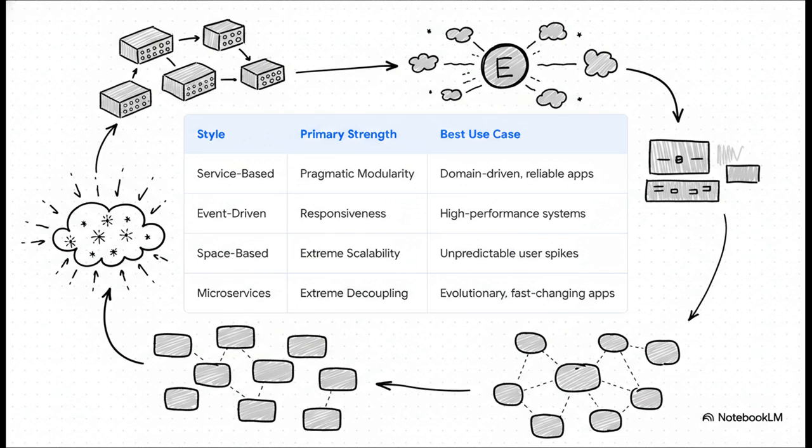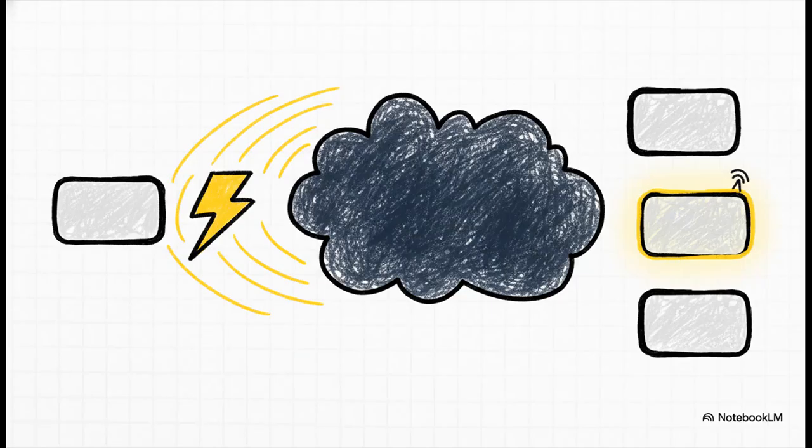If you need modularity but you're not ready for the full-blown complexity of microservices, service-based is a fantastic pragmatic choice. Need your system to be incredibly responsive and elastic? Event-driven is where it's at. What if you're expecting massive, unpredictable spikes in traffic, like selling concert tickets? Space-based architecture was literally designed for that. And for systems that have to change and evolve at a crazy fast pace, the extreme decoupling you get from microservices is king.